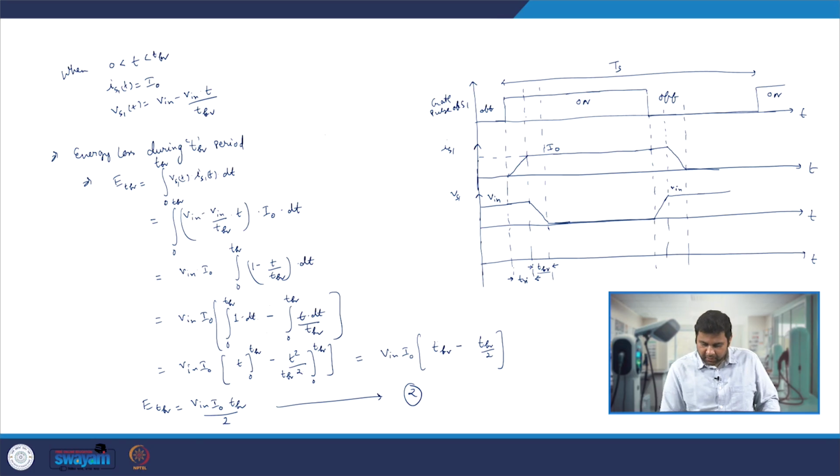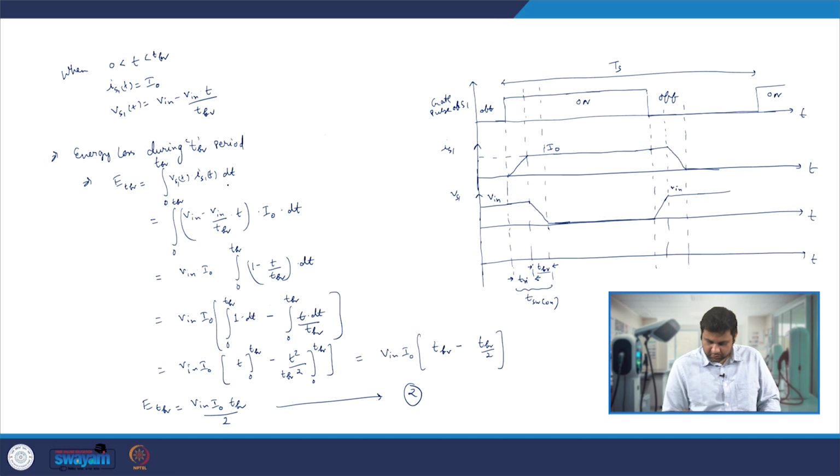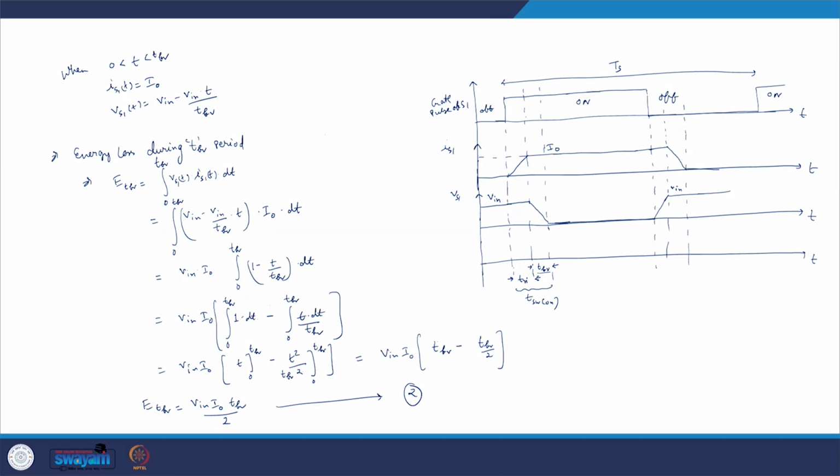Now we know the energy loss during this TRI period and the energy loss during this TFV period. So we can now calculate the energy loss during the T switch on period, because this total is nothing but T switch on, as we see from the previous slide.